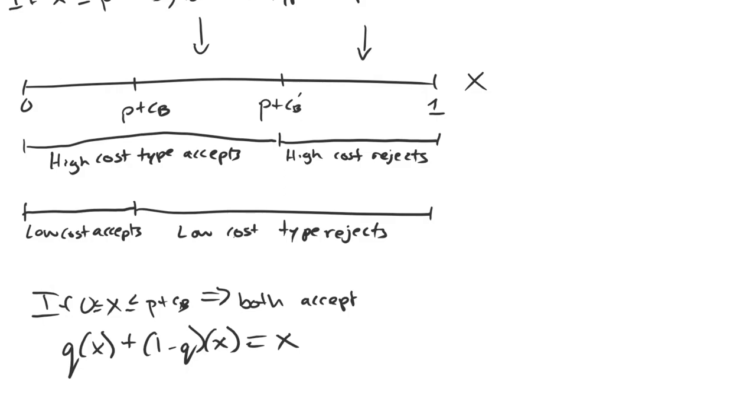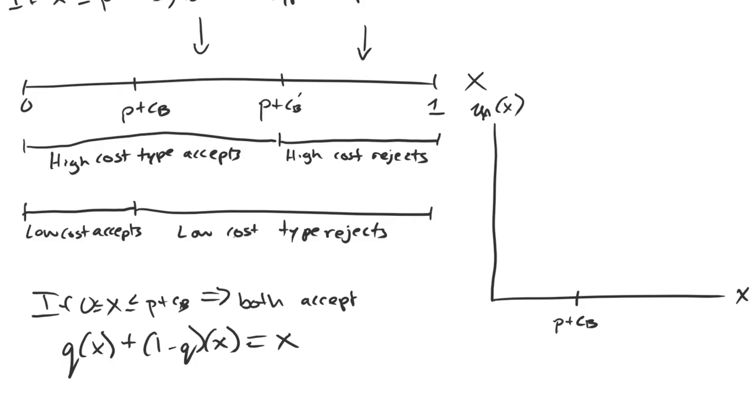I'm going to draw a utility function for A to help diagram what's going on and keep track of everything. So here on the x-axis, we're going to have the demand X being made. And on our y-axis, we're going to have the utility function for A as a function of X. And what we've just shown is that for every demand less than or equal to P plus CB, A's utility is X. So if you demand 0, you're getting nothing.